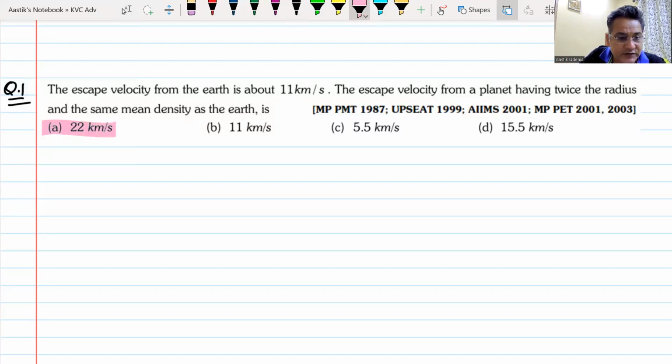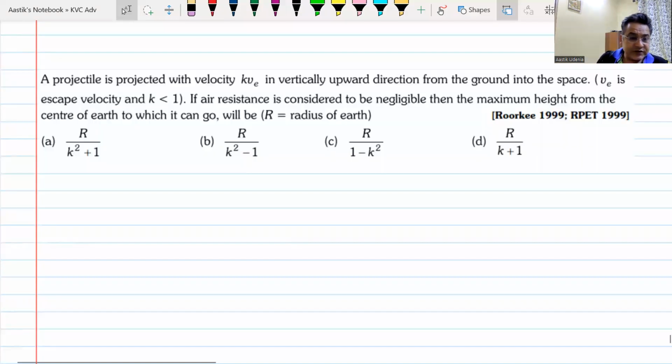Here comes the next one. And again, in your exam, if you are lucky, the same question may land up. This is question number 2. A projectile is projected with a velocity k times Ve in vertically upward direction from ground into space. Ve is the escape velocity and k is less than 1. So it is not more than escape velocity, it is less than the escape velocity. Up till what height will it go? I'll give you 2 minutes to do this.